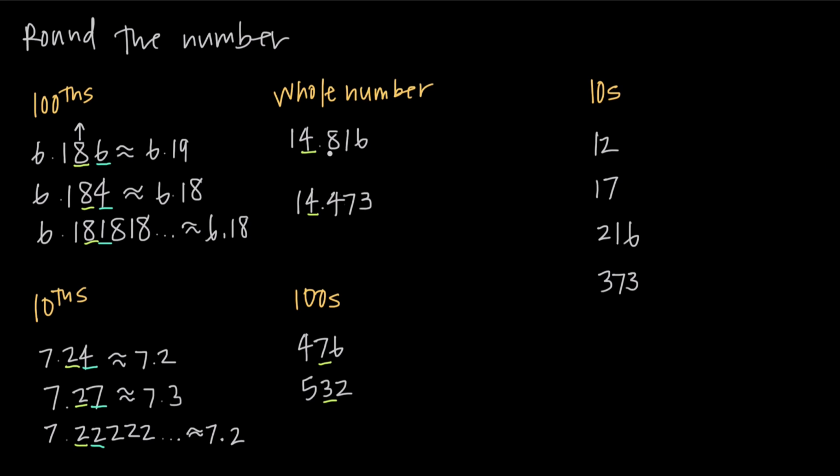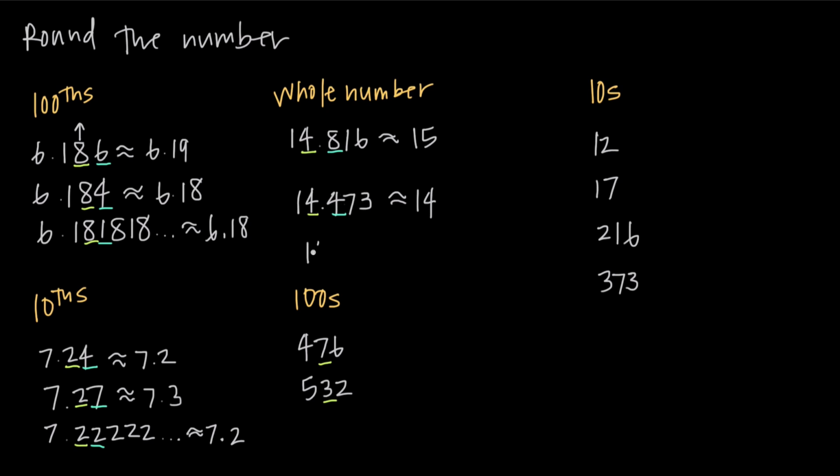We look at the number that's directly to the right of that, and then we use that to determine how we're going to round. So 8 is greater than 5, which means we round up, and this is going to be approximately equal to 15. 4 is less than 5, so we're going to round down, and this is going to be approximately equal to 14. In other words, 14.816 is closer to 15, where 14.473 is closer to 14.